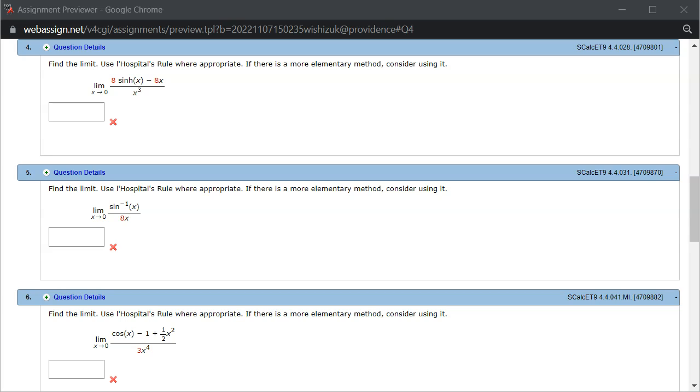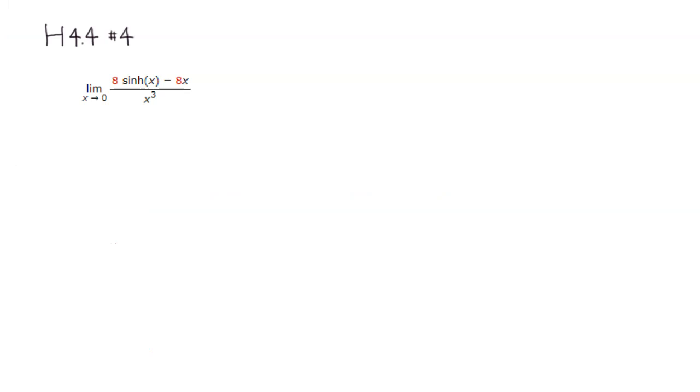All right, let's look at homework 4.4, problem number 4. Let's use L'Hopital's rule to evaluate this limit. First we plug in.